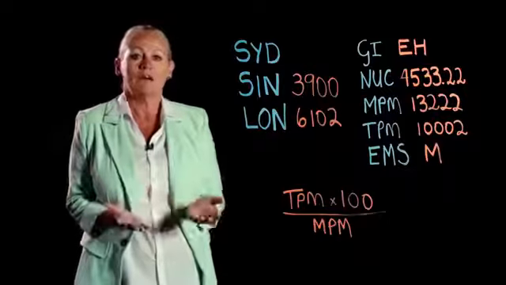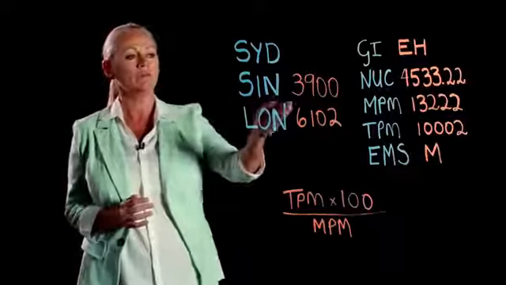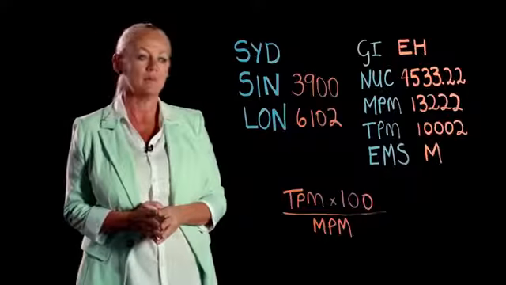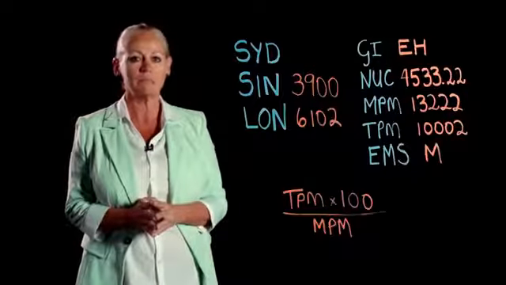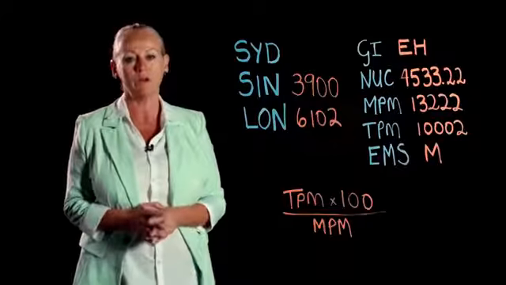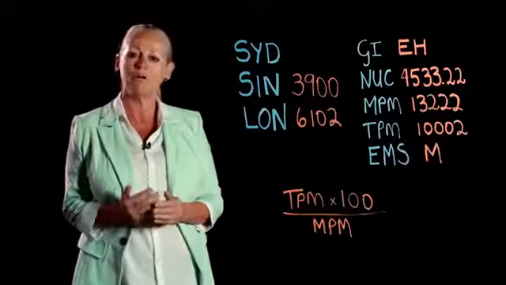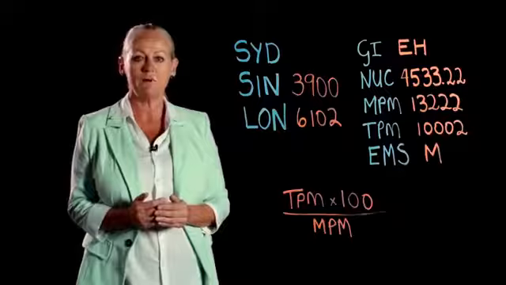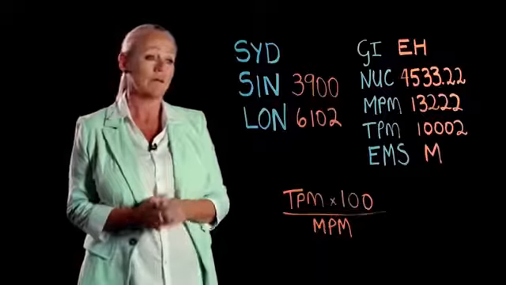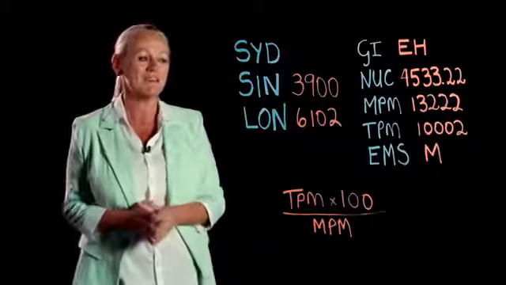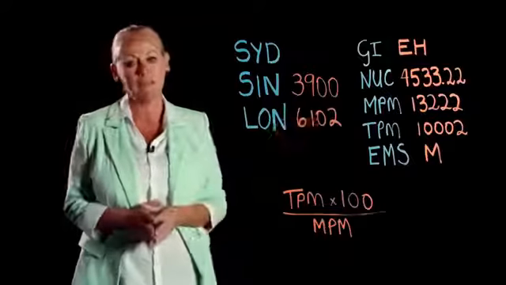Next we have to see actually how many miles have we travelled on this journey. So from Sydney to Singapore we've got 3,900 and Singapore to London 6,102. Those mileages are called the TPMs, or the ticketed point mileages. That's the actual distance you're travelling on your journey from your origin between intermediate points like Singapore through to the destination of London. So when I add up my TPMs, that comes to 10,002. You'll see our TPM is lower than the MPM.